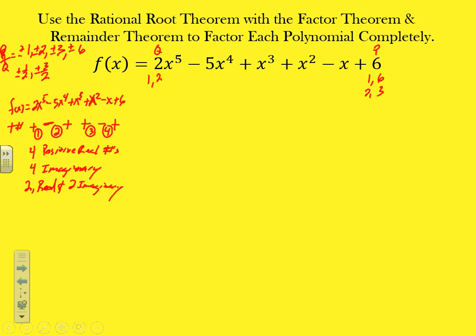Substituting a positive could give me four solutions one way or another. Four real, four imaginary, or two real and two imaginary. So substituting a positive number is only giving me four out of the five that I need. So let's look at substituting a negative number in.